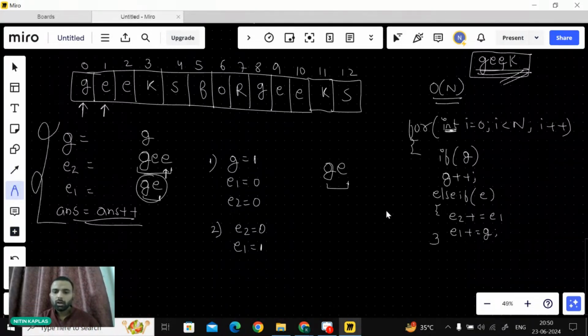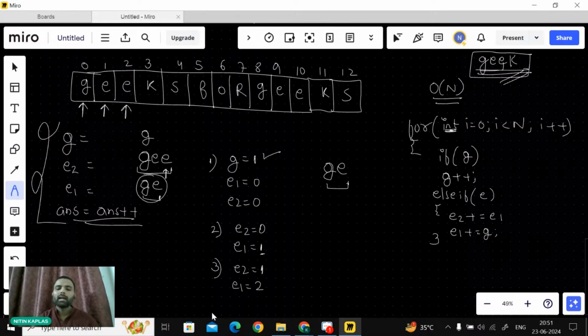Okay, so here your E2 is 0, E1 is 1, G is 1, right? Now, when I move forward at i equal to 2, again it goes into the for loop and asks, yeah, it is E. So let me add E2 first. E2 always asks from himself and your E1. So right now, E2 is E2 plus E1, which is 1. What is E1 right now? E1 asks from G. E1 is 1. What is G? G is 1. So 1 plus 1 is 2.